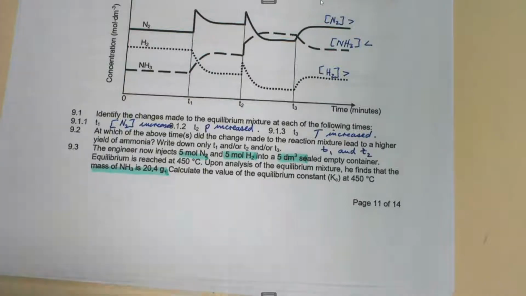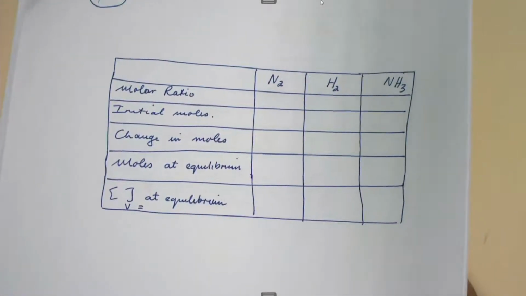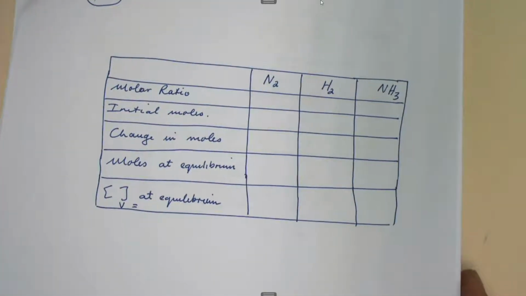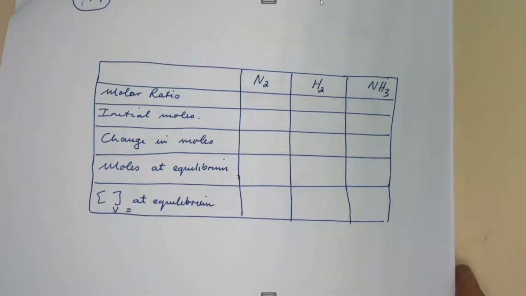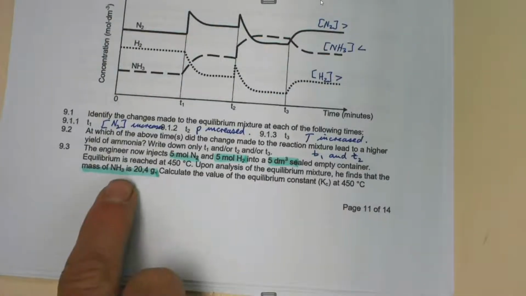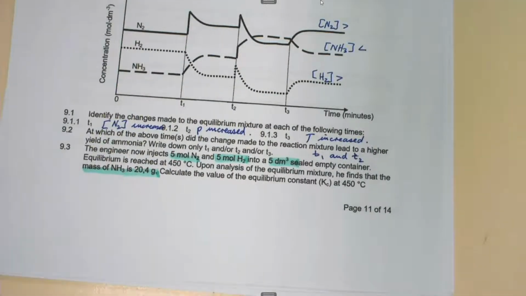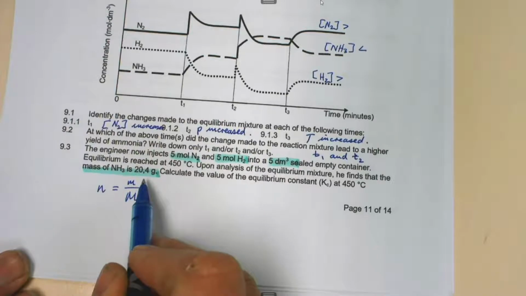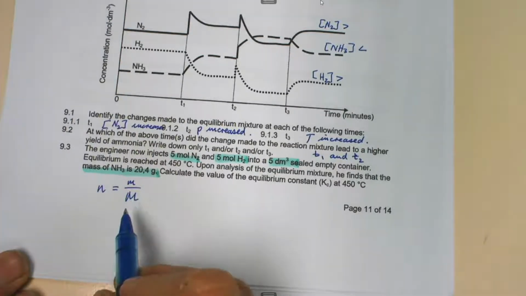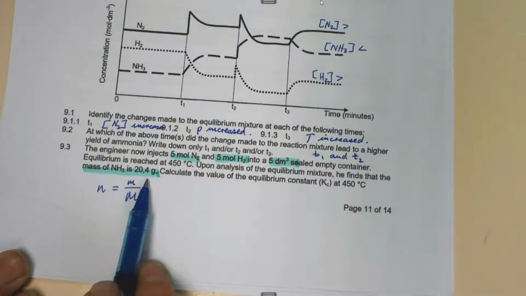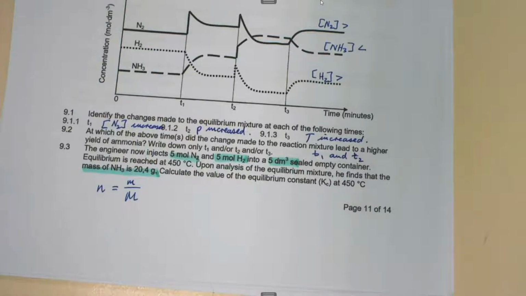Now again, I'm going to go to my table where I want my molar ratio, I want my initial moles, I want my change in moles, I want my moles at equilibrium, and then I want my concentration at equilibrium. Can you see, nowhere in this table is any indication of mass. But I know with this formula, I can convert that mass at equilibrium to number of moles at equilibrium. Upon equilibrium, he finds that the mass was that. So I can easily convert that then to a certain number of moles.